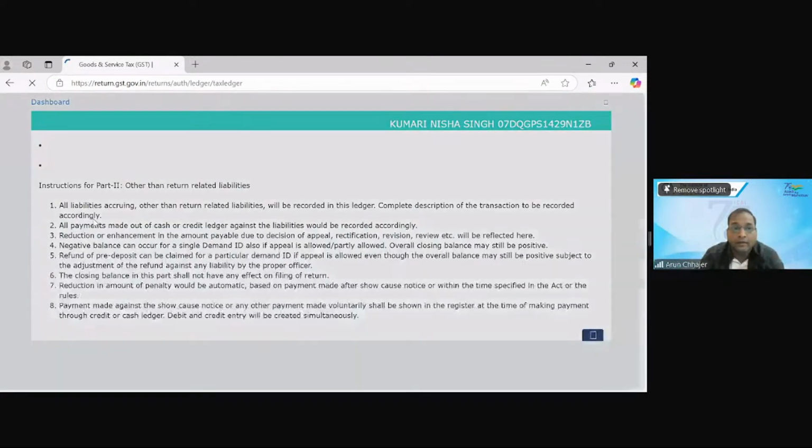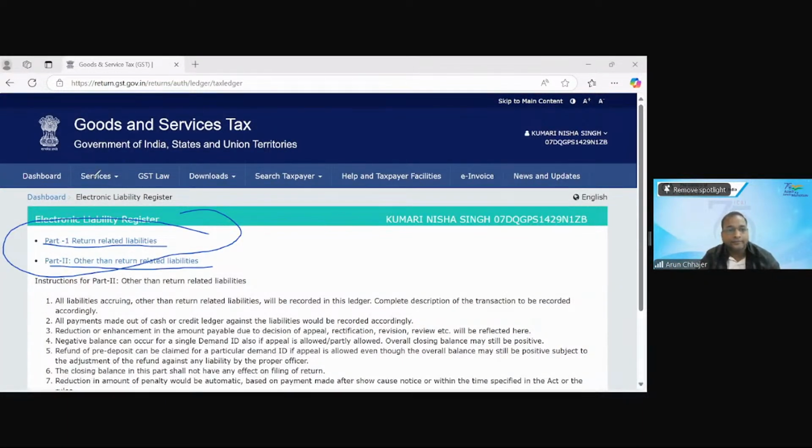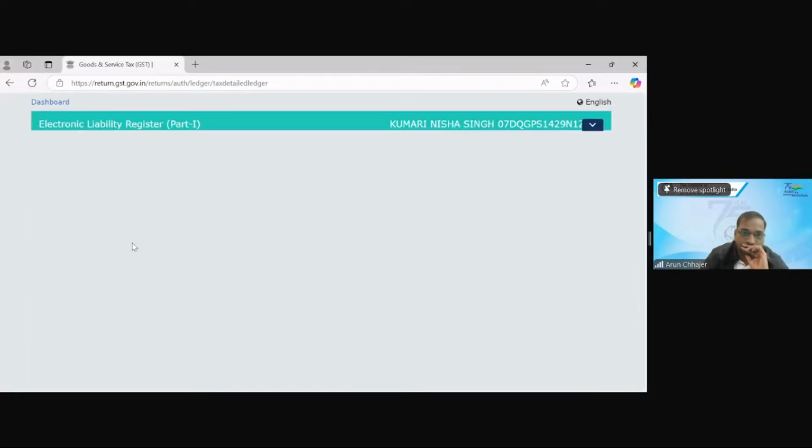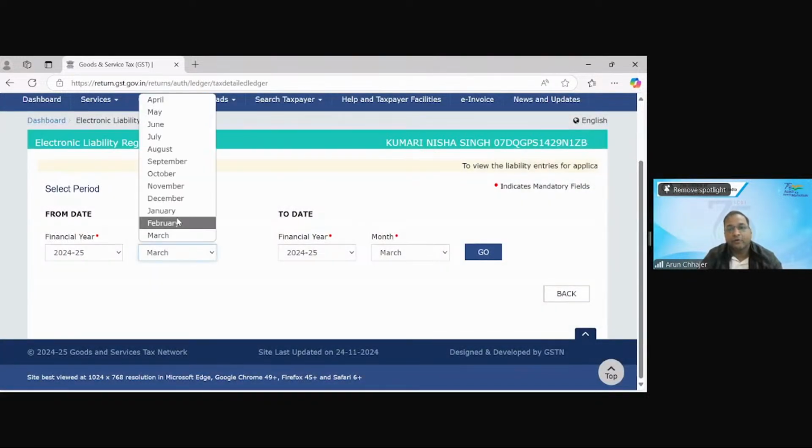Click on the liability. In the liability, we have discussed that there are two parts. See, there are two parts: return related liability, other than return related liability. Click on the return related liability. So, like for example, let me go.